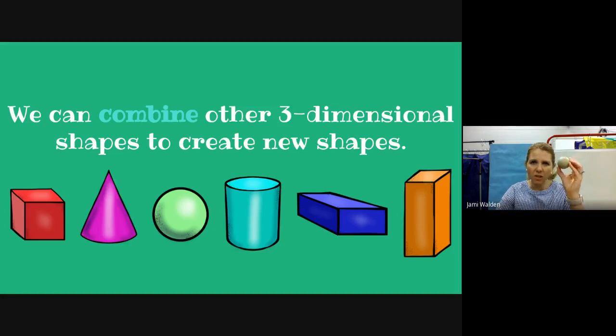Did you guess the sphere? The sphere can't be combined with other shapes because it doesn't have a flat surface or a face. There's nowhere to stack it on top of anything else. It wouldn't stay very well. And you can't stack anything on top of it. So the sphere is a 3D shape that can't be combined with other shapes.